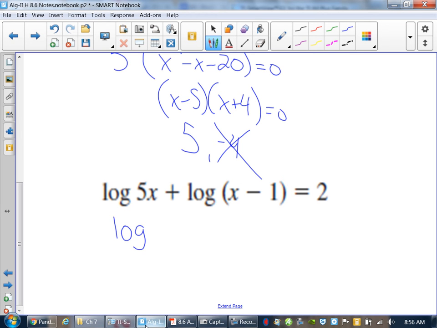So you have log of, what is that, 25 plus the log of 4. Well, log of 25 plus log of 4 equals the log of 100. What's the log of 100? 2. You're using properties going back and forth.